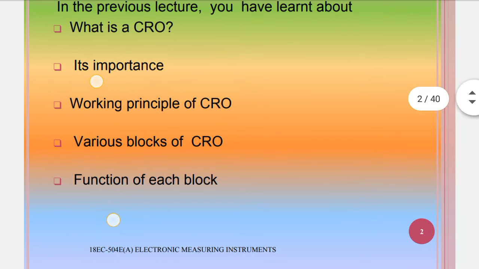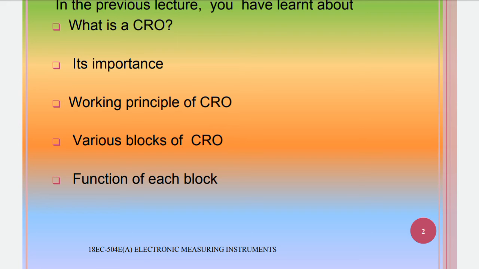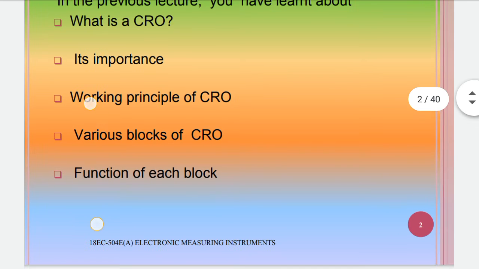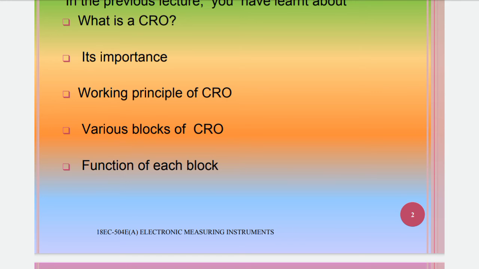So various blocks of CRO are vertical amplifier and trigger circuit, time-base generator, horizontal amplifier, and CRT, electron gun, and deflecting plates, that is horizontal deflecting plates and vertical deflecting plates, and screen of the CRT. So all these things we have discussed in the last class.